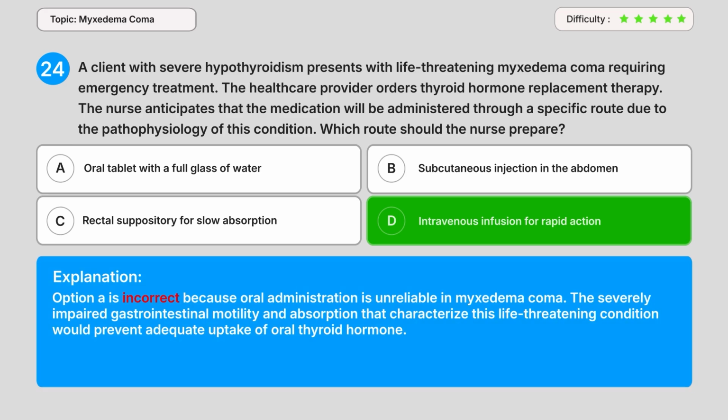Option A is incorrect because oral administration is unreliable in myxedema coma. The severely impaired gastrointestinal motility and absorption that characterize this life-threatening condition would prevent adequate uptake of oral thyroid hormone.